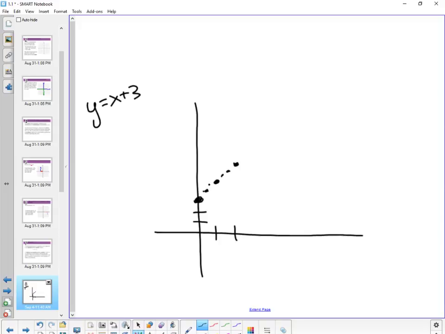Sorry, I got a cough. That infinity of solutions is what produces what seems to look like a line, because they're just points on top of points on top of points on top of points. Okay? So anyways, moving on.